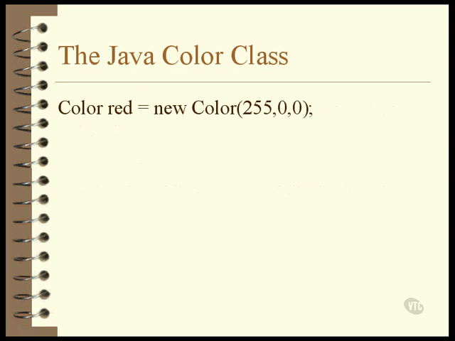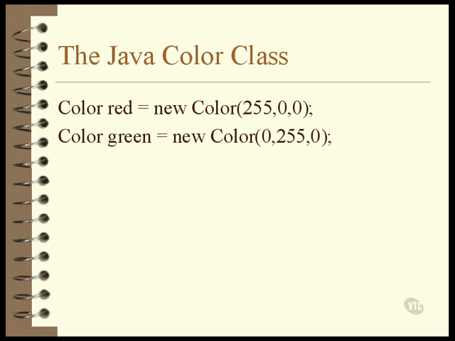In this example, the color red is created by specifying the red component of the color to be at its maximum and the green and blue components to be completely turned off. The green color object could be constructed the same way, with the red and blue turned completely off and the green component being set to its maximum, and blue works the same way.